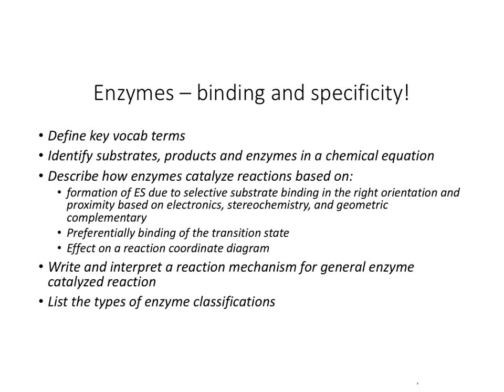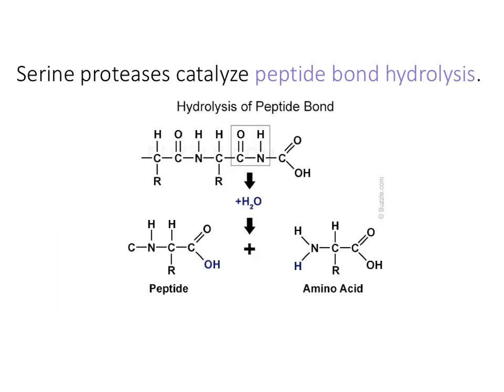So after watching this video, you should be able to define key vocab terms, identify substrates, products, and enzymes in a chemical equation, describe how enzymes catalyze reactions based on formation of ES due to selective substrate binding in the right orientation and proximity due to electronic, stereochem, and geometric complementarity. The preferential binding of the transition state and the overall effect of both of these on a reaction coordinate diagram. Write and interpret a reaction mechanism for a general enzyme catalyzed reaction and list the different types of classifications.